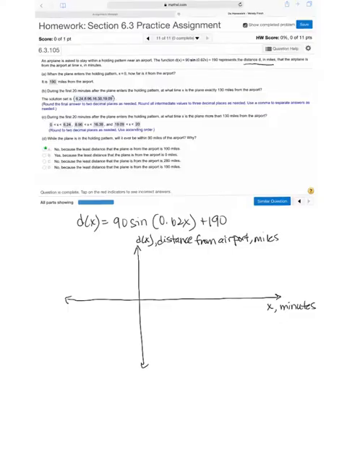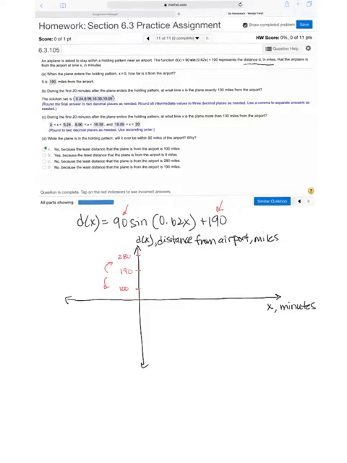Let me change pens. The 190 is my midline. My focus is not going to be on labeling the axes as far as 10, 20, 30, 40, because that's not the point I'm trying to make here, and I could spend a long time just doing that. So I'm just going to put the 190 on the graph. And then I know that the amplitude of 90 is going to make me go up 90 and go down 90. So if I take away 90 from 190, that's going to put me at 100. And then if I add 90, that's going to put me at 280.